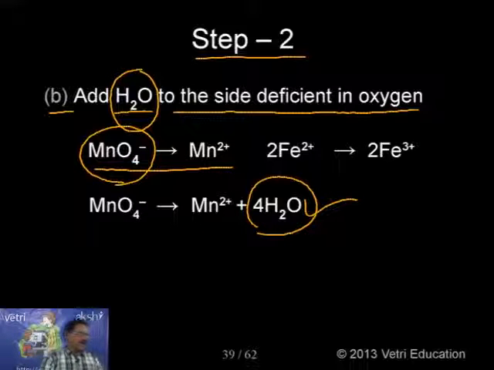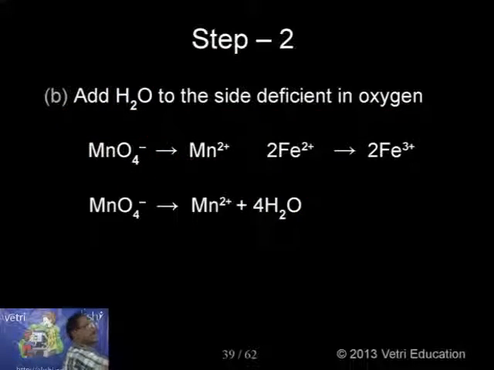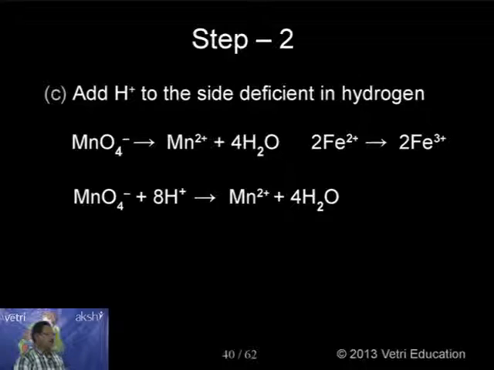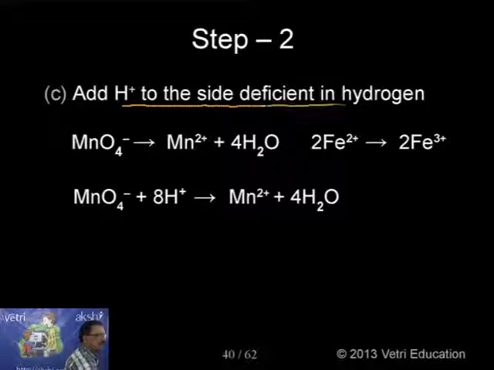What about the other part? That is the reducing part. The atoms are already balanced, 2Fe2 plus, 2Fe3 plus, so I am keeping as such. So I have satisfied 2b. Okay, let me go for the next one, 2c. Coming to 2c: add H plus to the side deficient in hydrogen.